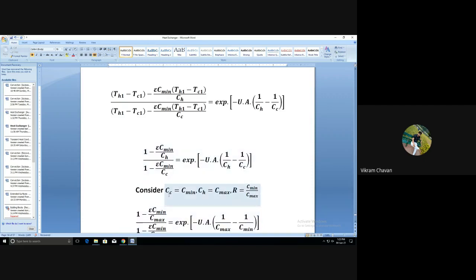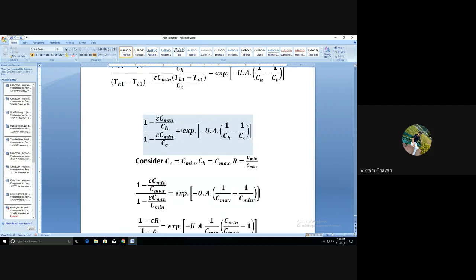So the case is here, we are considering C suffix C is equal to C minimum and C suffix H is equal to C max, and we know that the capacity ratio, that is R, is nothing but C minimum divided by C max. So wherever there is C suffix C in this particular equation, at that location we are replacing C suffix C by C minimum, and wherever there is C suffix H in this equation, at that location we are replacing C suffix H by C max.